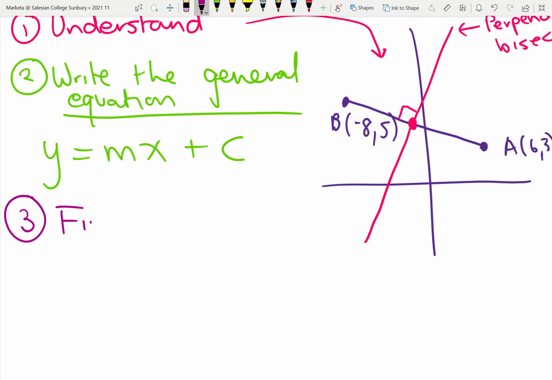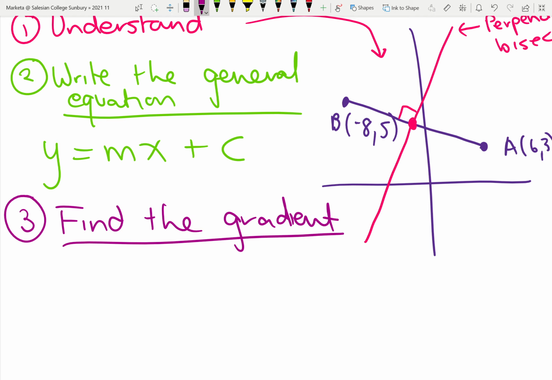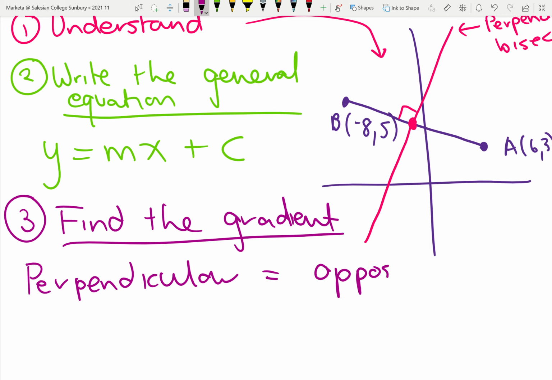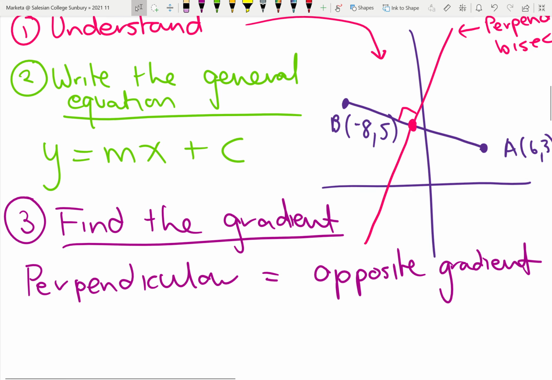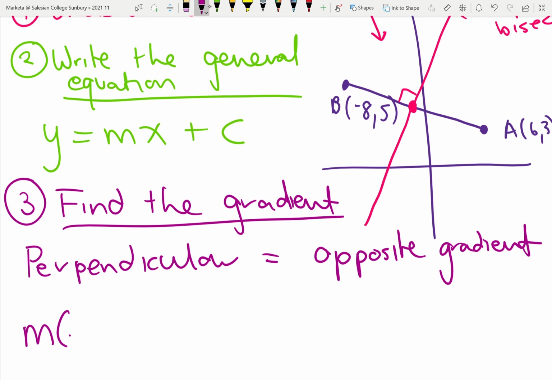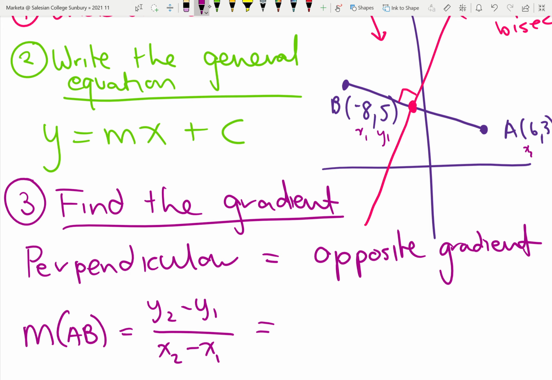let's find the gradient. Now, we have to know what perpendicular means. Perpendicular is opposite gradient. So, well, our original line A and B, let's find that gradient for a start. So the gradient of AB is going to be, well, we can use the rule y2 minus y1 over x2 minus x1. So let's see, I'm going to label this x1 y1 and x2 y2.